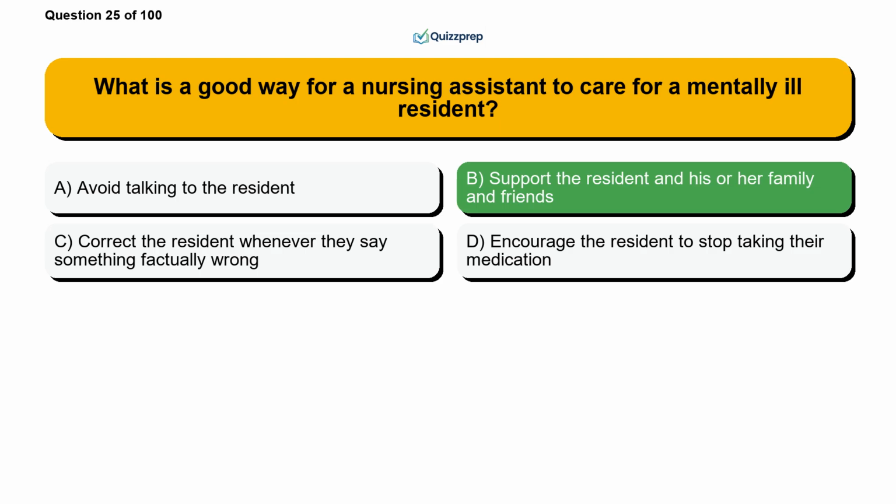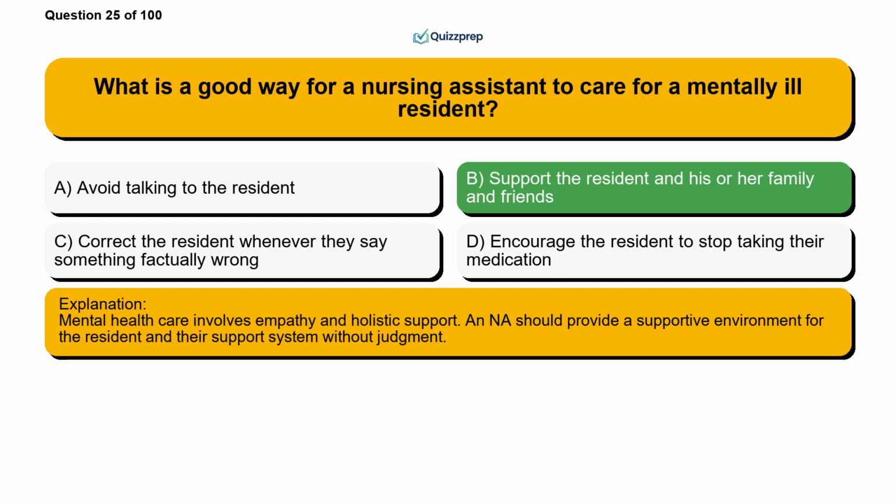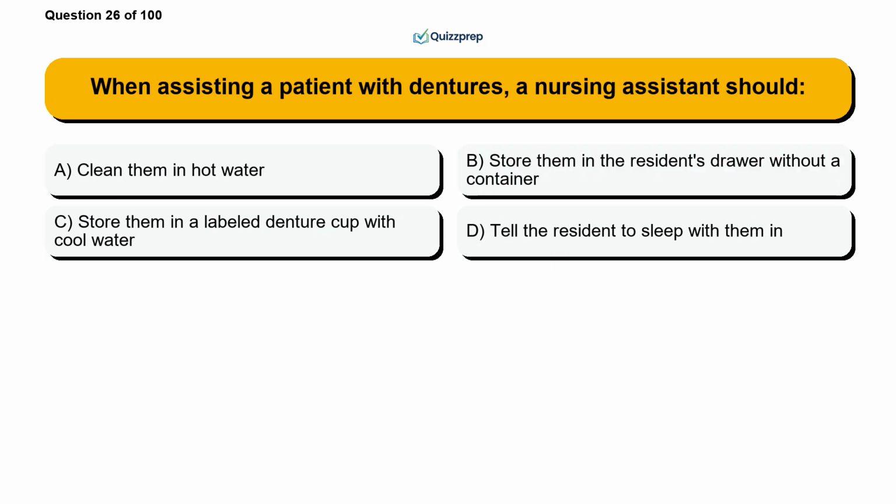The correct answer is option B, support the resident and his or her family and friends. Mental health care involves empathy and holistic support, and the NA should provide a supportive environment for the resident and their support system without judgment.